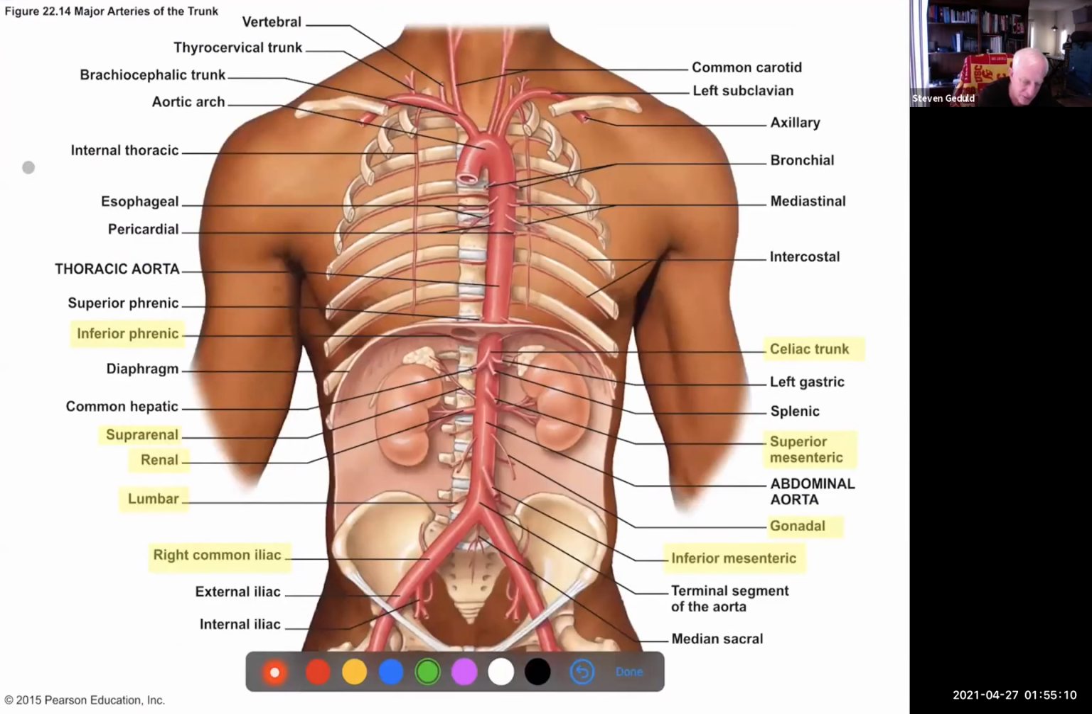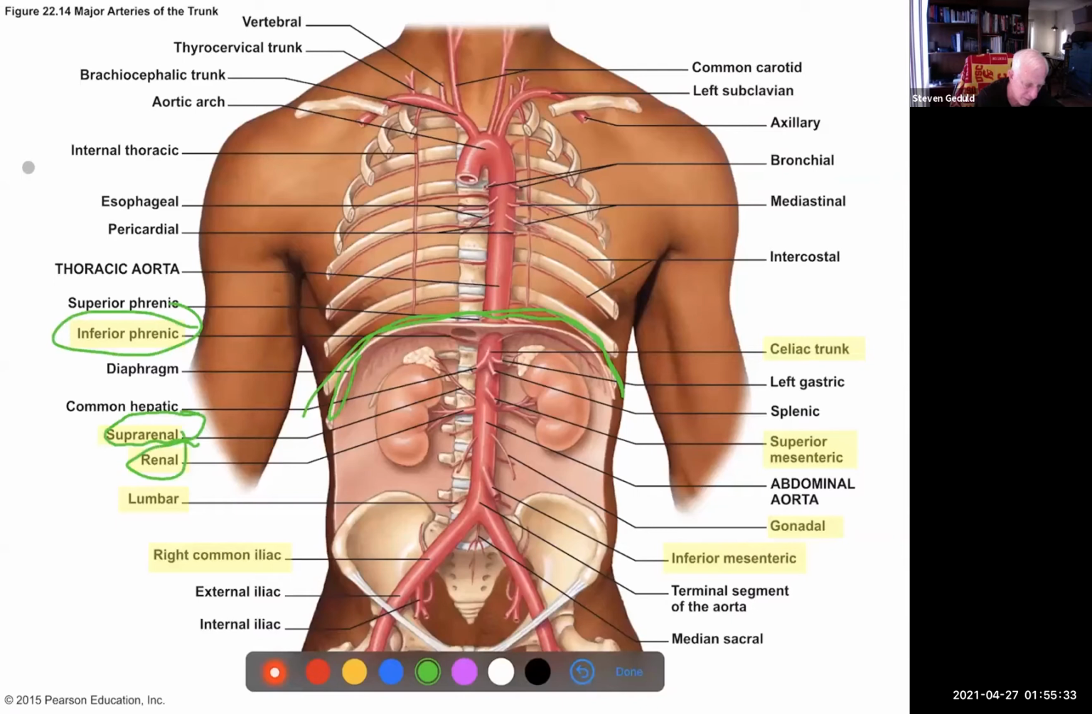So coming down from, here's your diaphragm again. This is a dividing point, remember, for your aorta. Okay, you have your inferior phrenic arteries. They're just below the diaphragm. You have the suprarenal arteries, which supply the suprarenal glands or the adrenal glands. You have the renal arteries, which supply the kidneys.